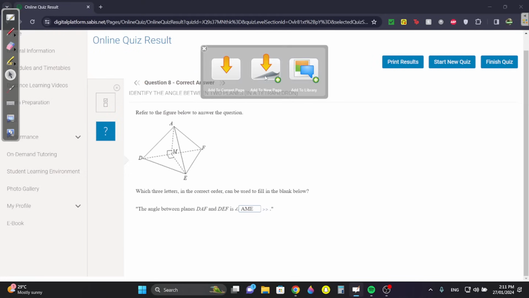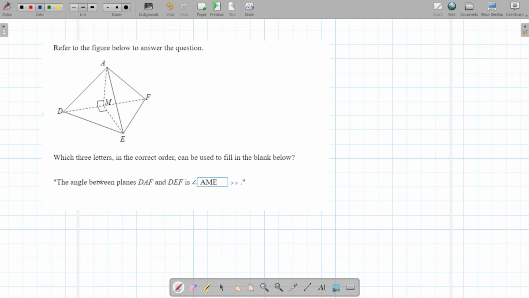Let me make this a bit bigger so you can see it again. They want three letters. They want the angle in letters. The angle between DAF, which would be this face, this blue one, and DEF, which is this face down here. What would be the angle between this face and this face? It would obviously be the one over here. If you were to tilt it and look at it from a different perspective, it would be the angle in between them, which is over here, right? AME, if you get what I mean. I don't know if you can see it, but you just have to look at it.